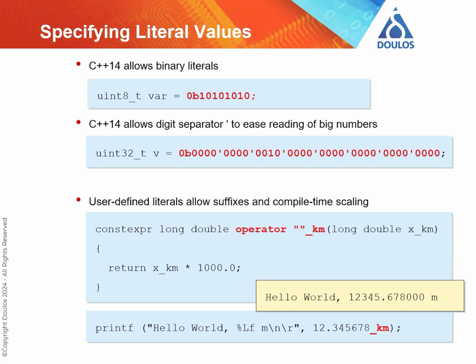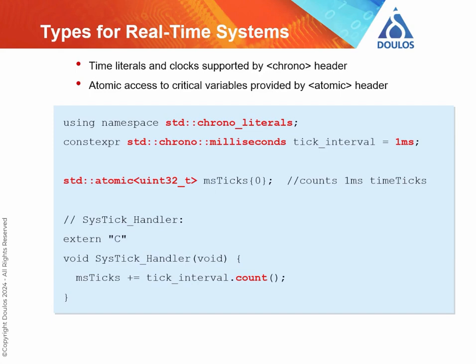In a real-time system, we often have a requirement to deal with time values, and there is a built-in literal value that represents time in the chrono header. So if we're going to declare a time value that represents milliseconds, here we're creating a variable tick interval. In fact, it's a constant because we're using constant expression, and that's going to be a value in milliseconds, and we're initializing it to a time of 1 millisecond. That's good from a safety point of view because we can now represent times accurately.